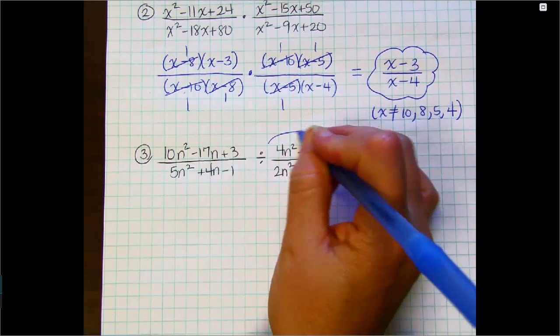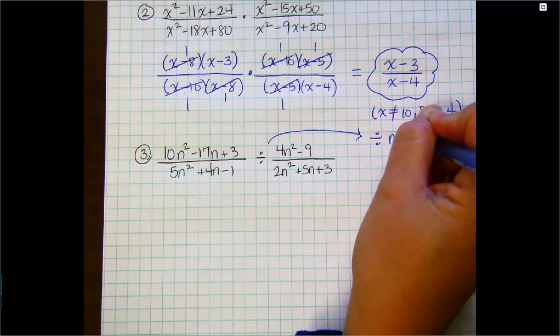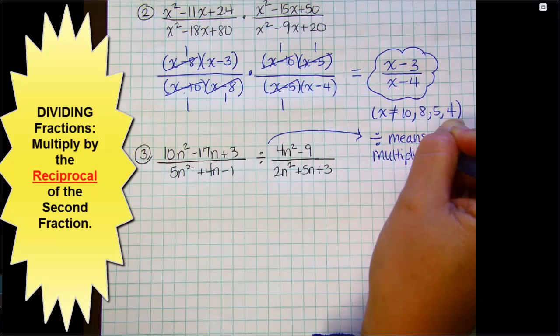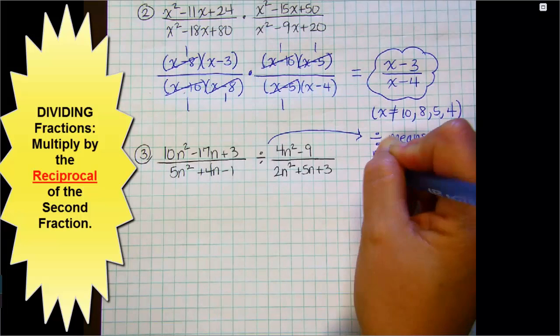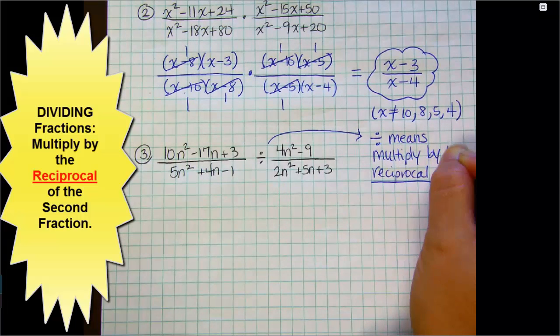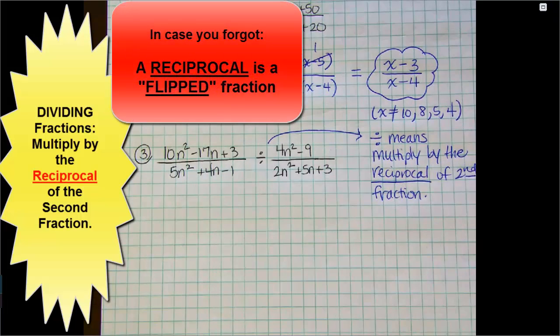Now, division of fractions, you multiply by the reciprocal of the second fraction. Dividing fractions, again, you multiply by the reciprocal of the second fraction. If you forget what reciprocal means, it means flip the fraction. So the numerator becomes the denominator and the denominator becomes the numerator. A reciprocal is just a flipped fraction.